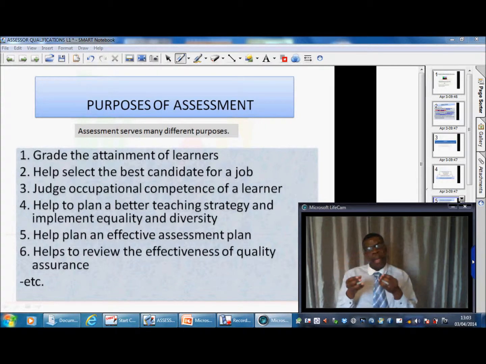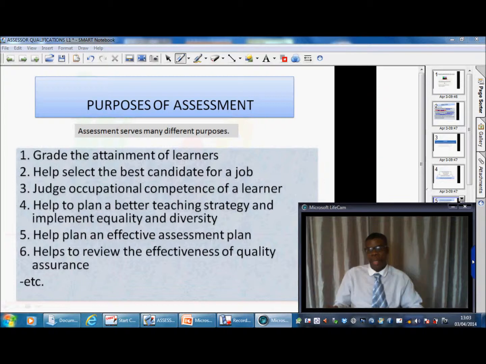Another area where assessment is used is the obvious things that help select the best candidate for a job. When you go for a job interview, there's an assessment criteria called the interview checklist. There are certain things they're looking for in a candidate. So when they're interviewing you, they're actually assessing you. So as an assessor, you'll be able to select who you think fits the criteria.